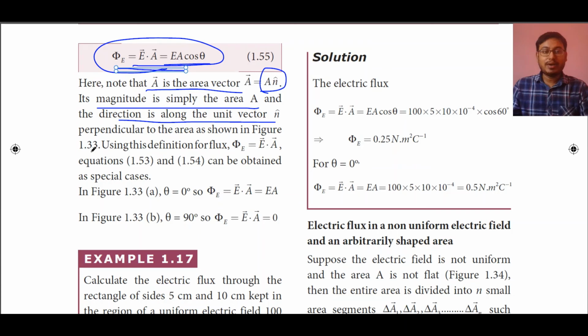Okay, so using this definition for flux, psi E is equal to E dot A. Equations 1.53 and 1.54 can be obtained as special cases. When theta is equal to 0 degree, we have psi E is equal to E dot A, that is EA, and when theta is equal to 90 degree, we have psi E is equal to E dot A is equal to 0. How does this happen? What is the meaning of this 0 degree and this 90 degree? Let us once again see figure 1.33 a, b and c.